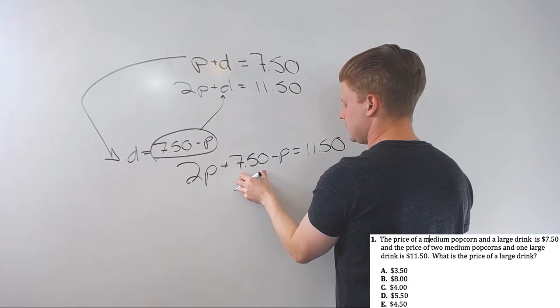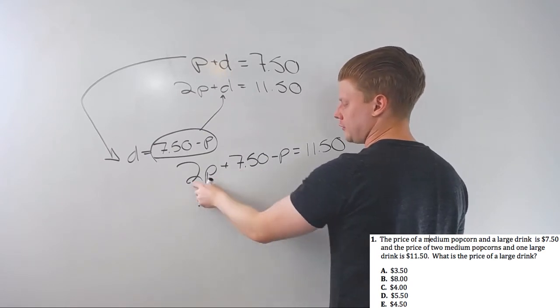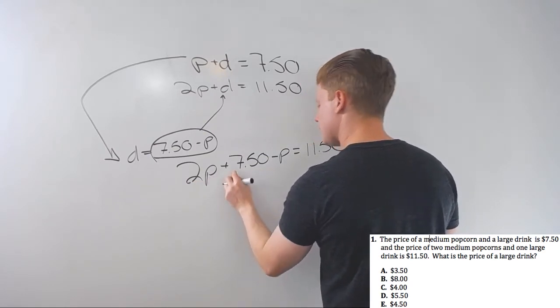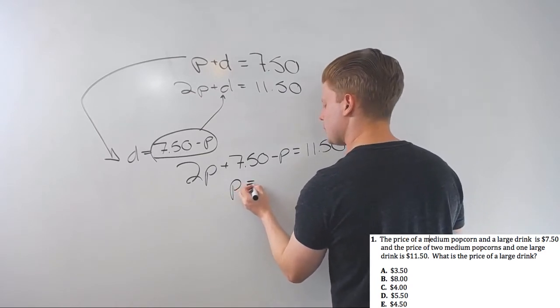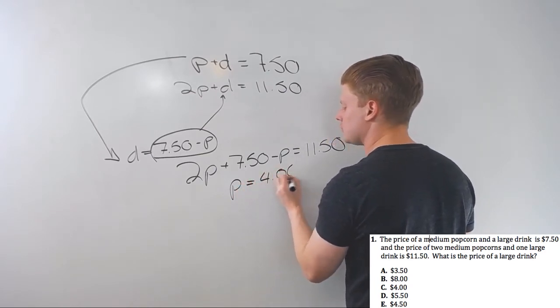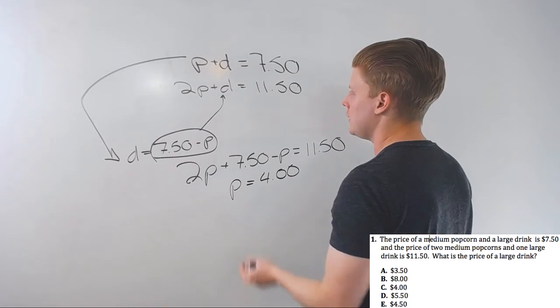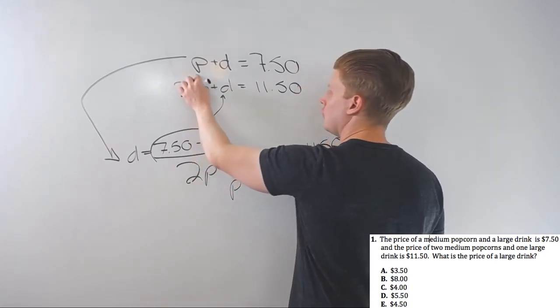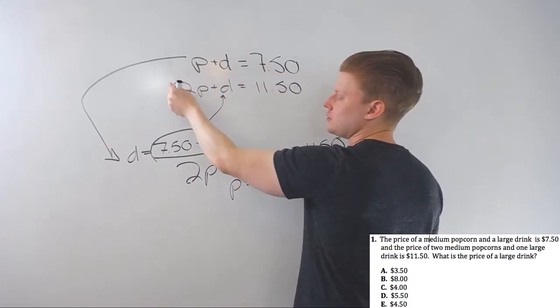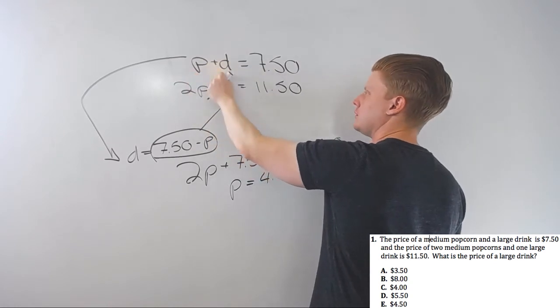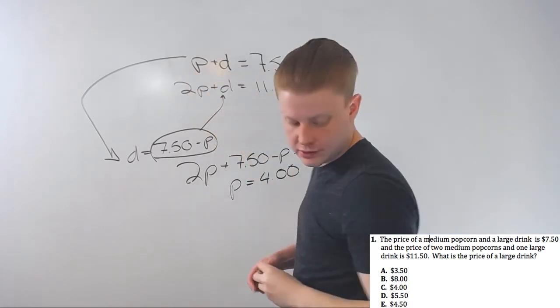Okay. Let's just start putting like terms together. 2P minus P is P. Subtract 750 to get to the other side. P equals 4. Same place we were, right? And it should be, right? It should work out the same. Then, of course, plug this back in. 4 plus D is equal to 750, like we just did. Subtract 4. D is equal to $3.50.